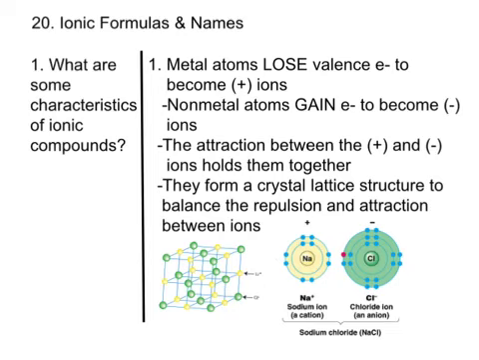So if metal atoms lose electrons to become positive and non-metal atoms gain electrons to become negative, then we have that attraction between positive and negative ions that holds them together in that ionic bond. And in order for them to balance the repulsion between ions, they have to form what's called a crystal lattice. And remember, that's this structure down here. So that should look familiar, where all of the positive ions are surrounded by negative ions, and all of the negative ions are surrounded by positive ones, and the negative ones are far apart from each other. The positive ones are as far apart from each other as possible as well. So it balances everything out in what's called a crystal lattice.